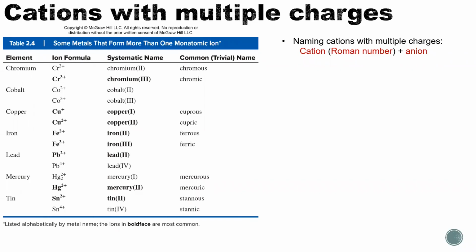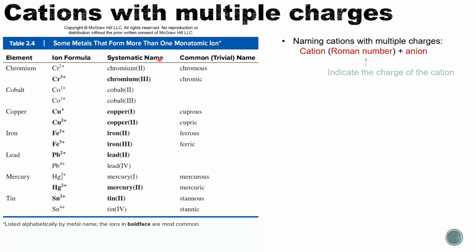Now, how about cations with multiple charges? Here we need to identify what charge the cation carries. In order to do that, we put a Roman numeral in parentheses after the name of the cation, followed by the anion's name. The Roman numeral indicates the charge carried by the cation. Table 2.4 lists some of the common cations with multiple charges, and you can see the Roman numeral corresponding to the charge it carries listed here.